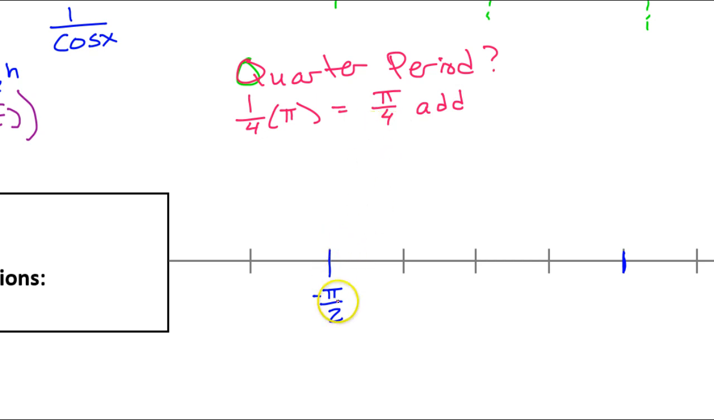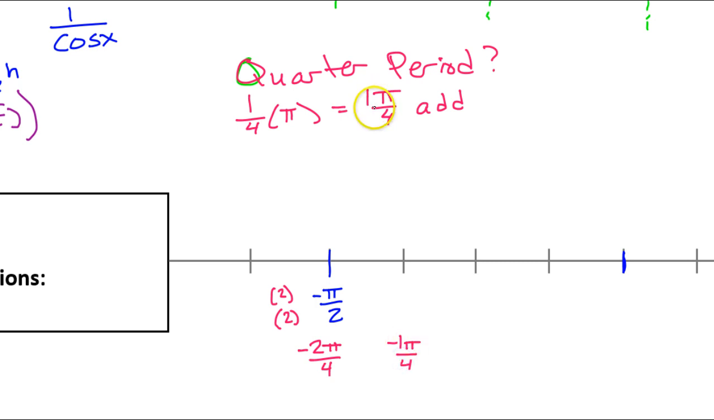However, I need like denominators. So if I want to add pi over 4, I need this to also have a denominator of 4. So to get that, I would multiply numerator and denominator by 2. That will give me negative 2 pi over 4. So this is what I'm going to add pi over 4 to. Think 1 pi over 4. So negative 2 plus 1 is negative 1. So this will be negative 1 pi over 4.